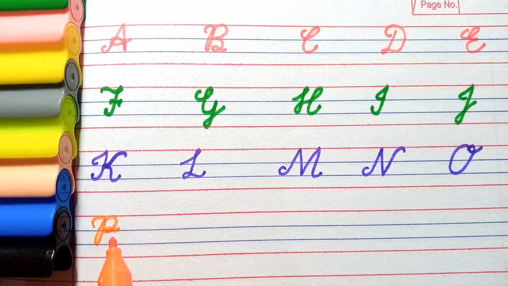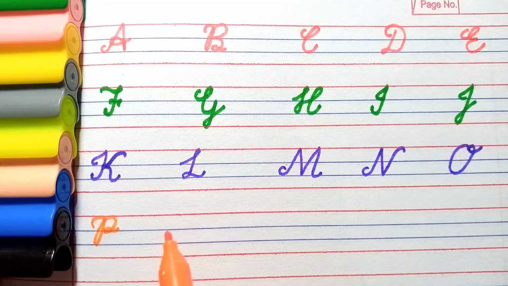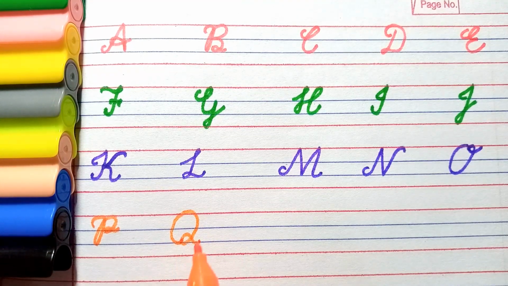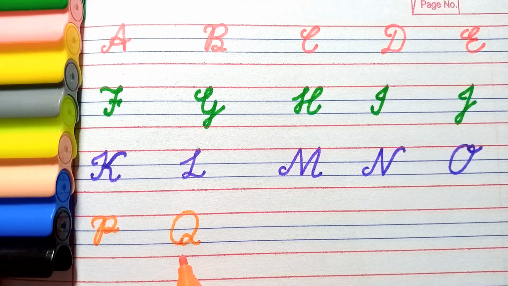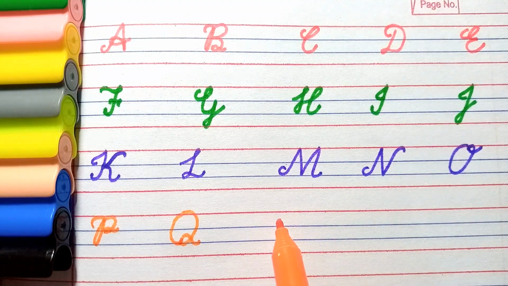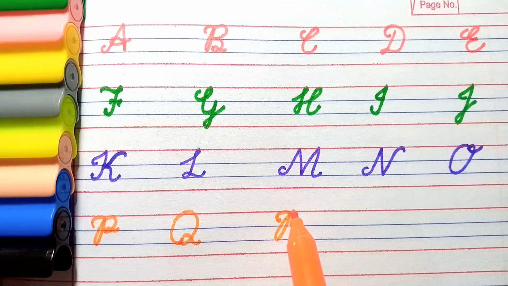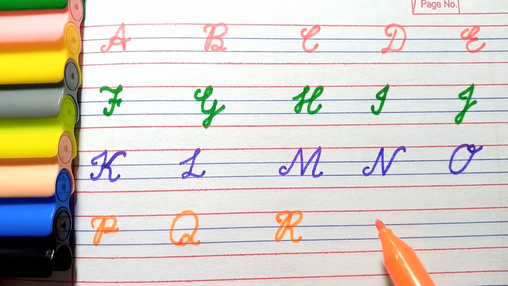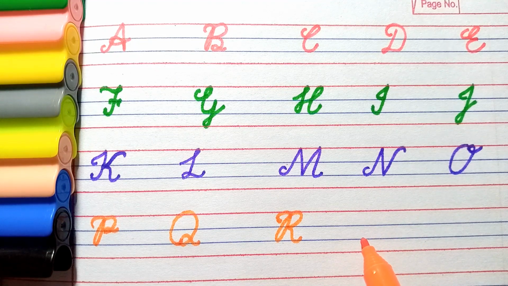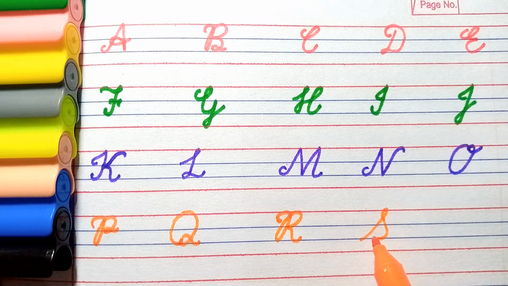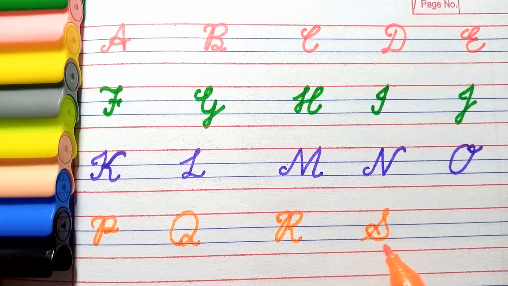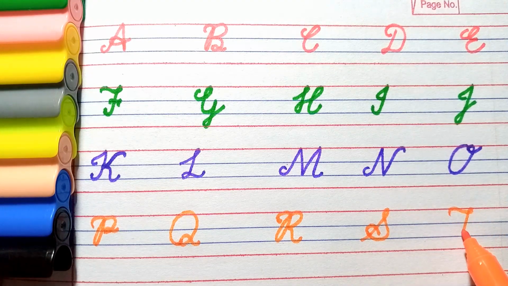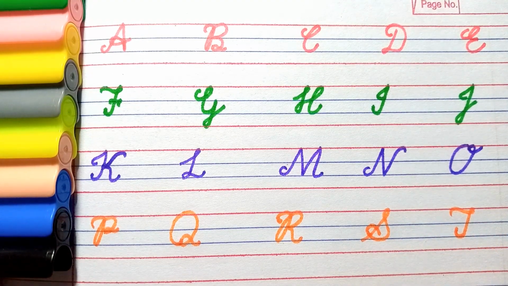P. P for pigeon. Q. Q for queen. R. R for rat. S. S for sun. T. T for tiger.